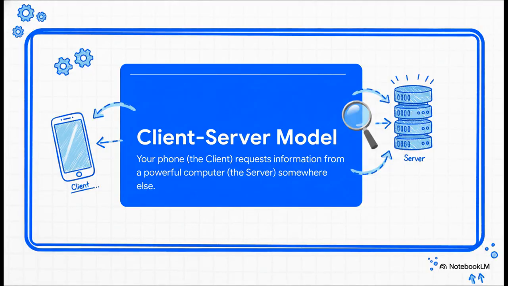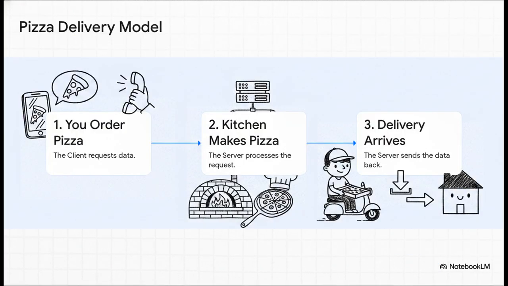Now, this whole relationship between the front end and the back end is built on a model called client-server. And it's really simple. Your phone is the client. It's what asks for things. And the server is just a powerful computer sitting somewhere that has all the information and does all the work. Let's make it even clearer with a pizza delivery. First, you, the client, call up and order a pizza. That's your request for data. Next, the pizza place, the server, gets your order and processes it in the kitchen. And finally, the delivery arrives. The server sends that data, your pizza, right back to you.